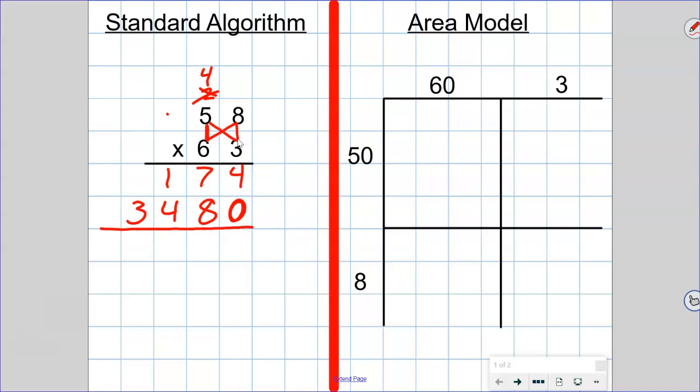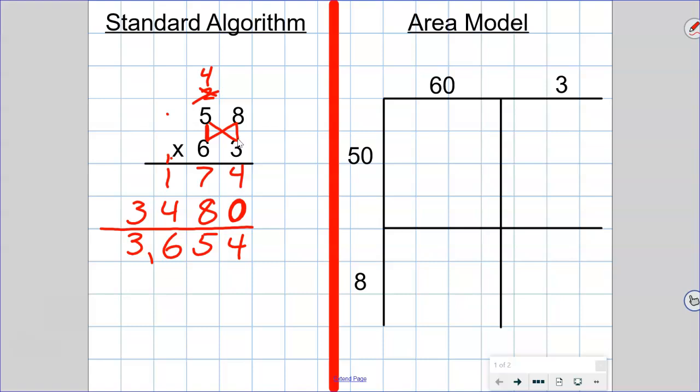So now I'm going to add. 4 plus 0 is 4. 7 plus 8 is 15. So I'm going to carry this 1 and leave the 5. 4 plus 1 equals 6. And then that 3 right there is just a 3. So right now, I think that the product is 3,654.